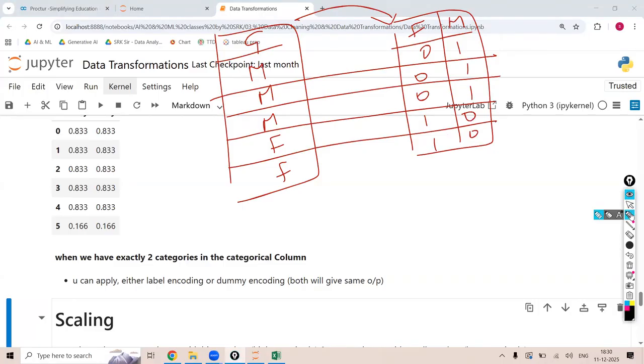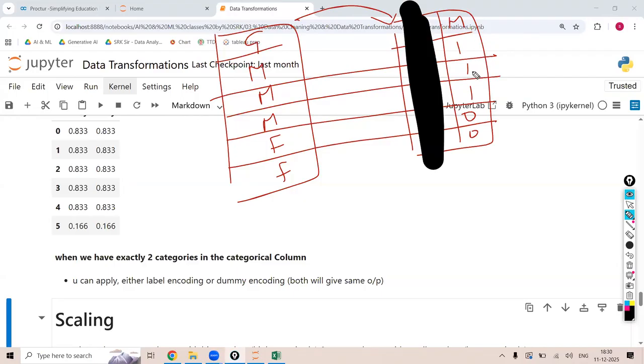If I drop the first one, what is the output I'm going to get? Male: wherever the male is there, 1. Female, automatically non-male, will be 0. Other than this category, the second category is 0.